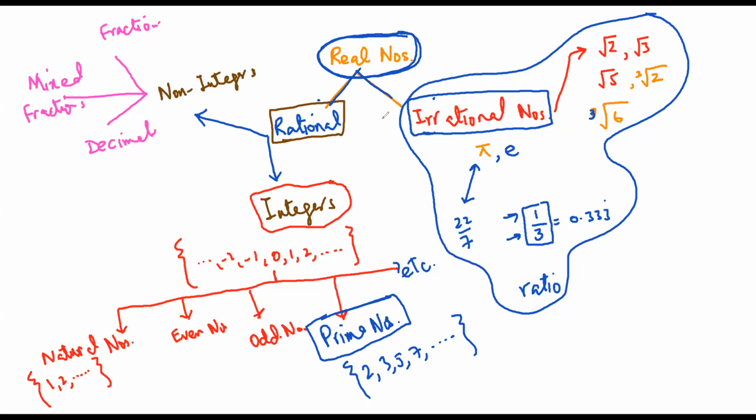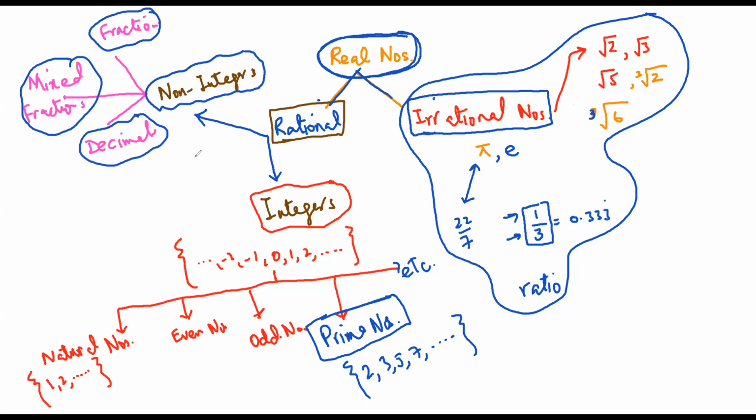Then the rational numbers are divided into two main types: the non-integers and the integers. Non-integers are fractions, mixed numbers, and decimals. When we talk about integers, there are many different kinds. The one that you must know is the natural numbers. These start from 1. These are the numbers that we normally use in our daily life, like I have 2 cars, I have 5 books. Then you have even numbers and odd numbers, and out of all these you must know the prime numbers very clearly.